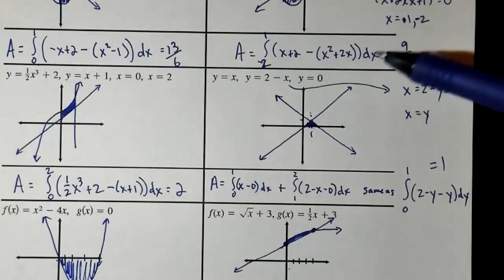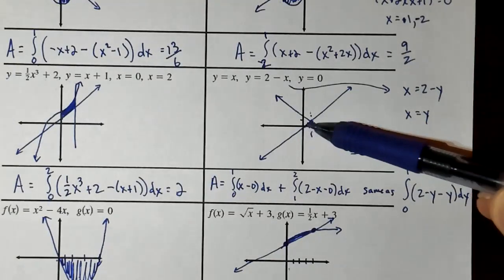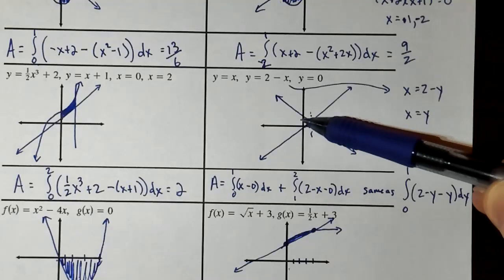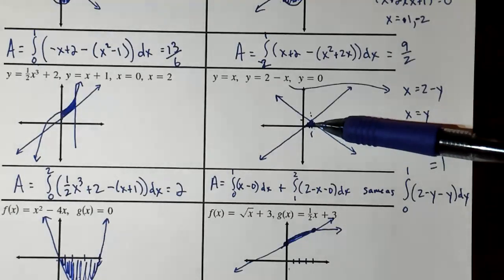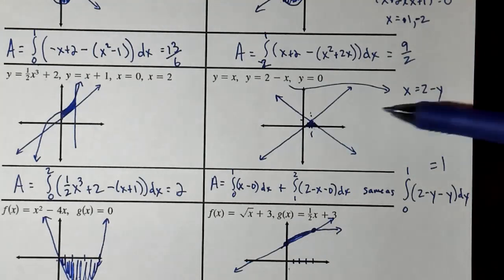Now, if we give you some insight with respect to y, the reason why I would probably choose to do this in terms of y is because I just would get one integral. So our bottom boundary is 0. Our top boundary would be 1. And then we just do right minus left. So the right equation in terms of y would be 2 minus y. The left equation would be y.